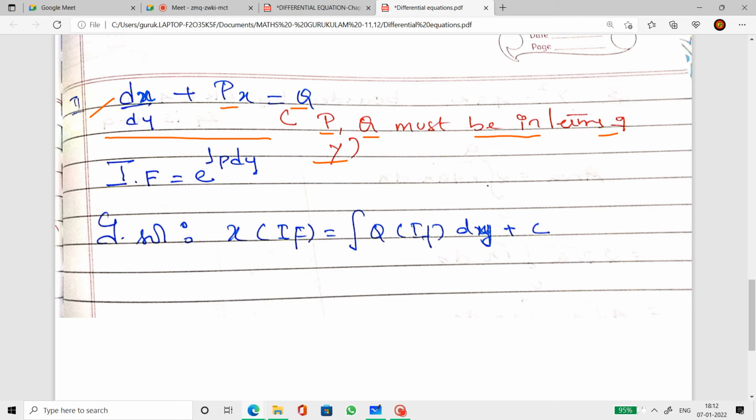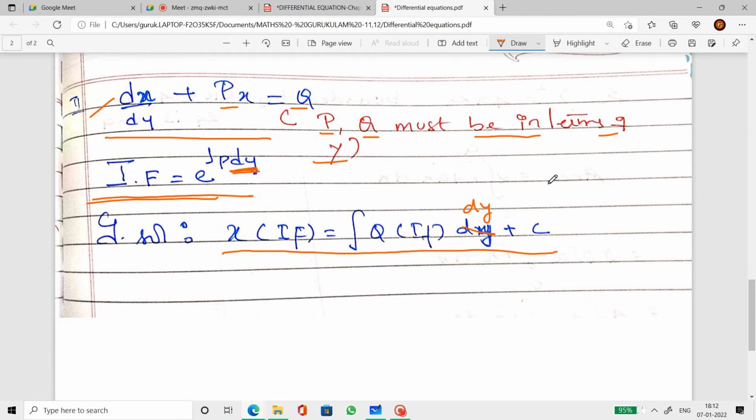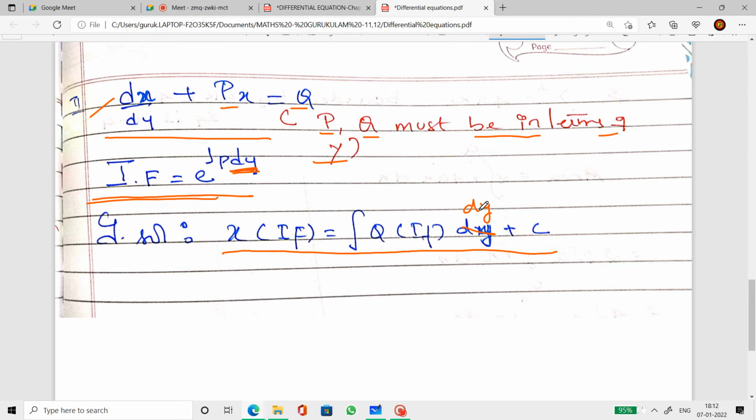Then you take P and Q from the linear equation. After you find P and Q, find the integrating factor. There we integrated with respect to dx; here we integrate with respect to dy. The general solution used to be y into integrating factor, whereas here it is x into integrating factor equals integration of q into integrating factor into dy plus c. So here integration is done for the y term with respect to dy.